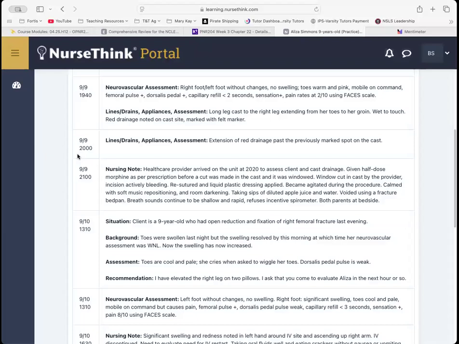And then just updating her overall condition here. She's now taking sips of diluted apple juice and water. She has voided using a fracture bedpan, still has those shallow and rapid breaths, and is refusing her incentive spirometer. So how do we feel about her overall condition here? Is she improving? Is she getting worse?